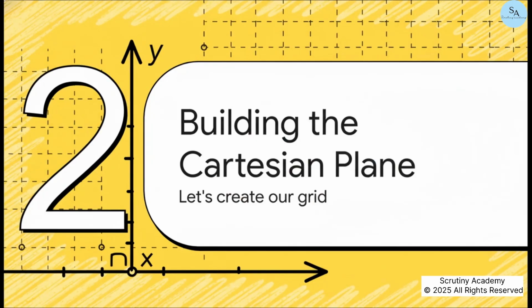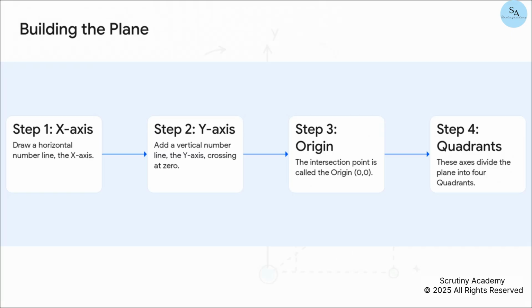So how do we actually build this thing? It's way easier than it sounds. Let's put one together right now, step by step. First, we lay down a horizontal number line, the kind you've seen since elementary school. We call this the x-axis. Next, we draw a vertical number line right through the 0 on the x-axis. This is our y-axis.